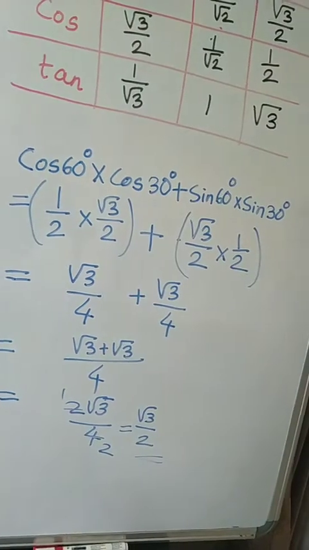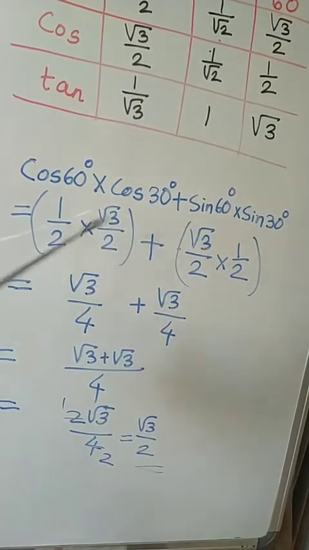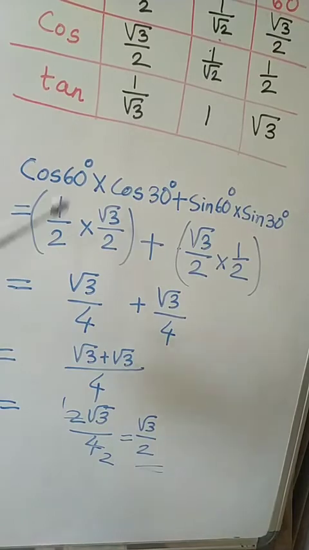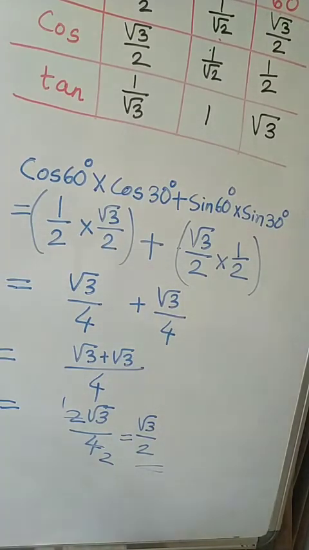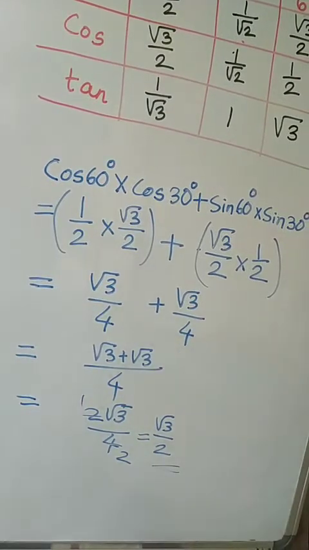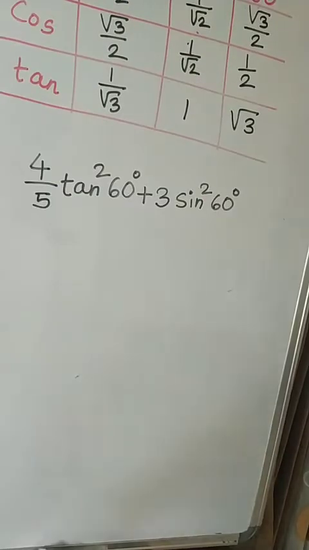So even when there are 4 terms or 4 ratios or 4 values, you don't have to worry. It's a very simple sum. It begins with the therefore equal to sign at every step. That's all. Next sum, 4 upon 5 tan square 60 degrees plus 3 sin square 60 degrees.